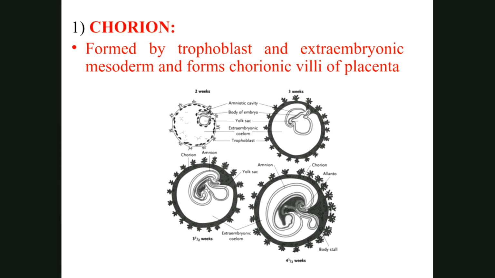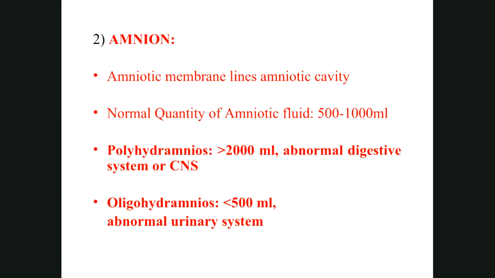Let's talk of 1 or 2 lines for the amnion. Amnion is the membrane which lines the amniotic cavity, and the amniotic cavity contains a fluid. What is the level of the fluid? 500 to 1000 ml. So 500 to 1000 ml is the normal quantity of the amniotic fluid.